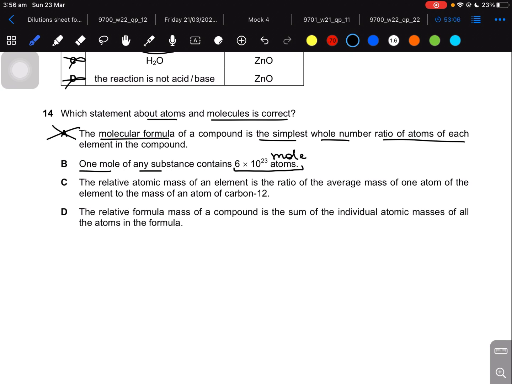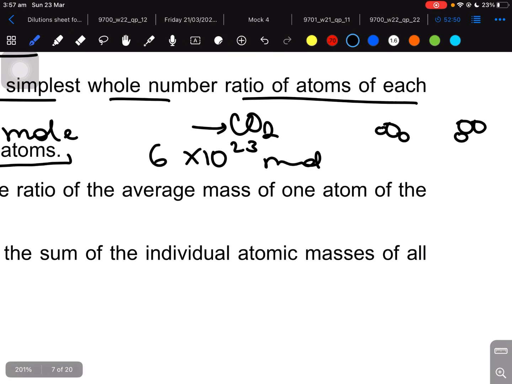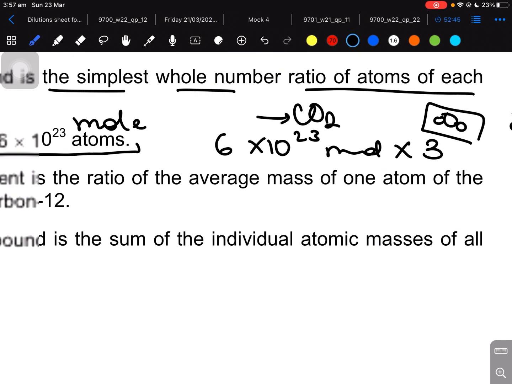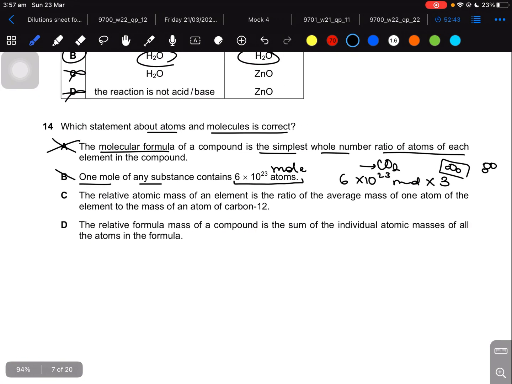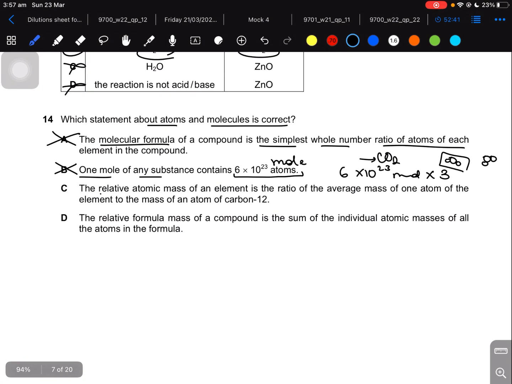You're gonna have to multiply the number of molecules by the number of atoms in a molecule. For example, CO2. If you have 1 mole of CO2, you have 6.0, okay, 6.6, okay, multiplied by 10 to the power of 23 molecules of CO2. So individual CO2 molecules, but then the number of atoms is gonna be that multiplied by 3, because each molecule has 3 atoms in it. So B is wrong.